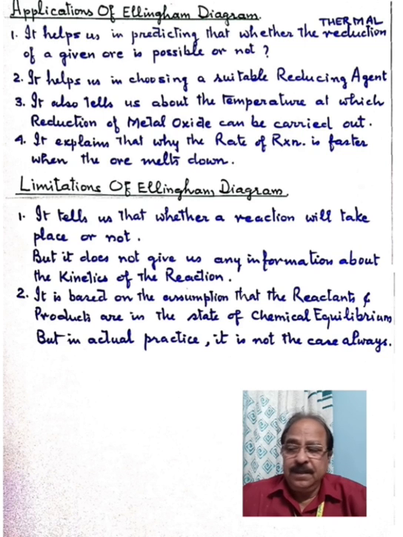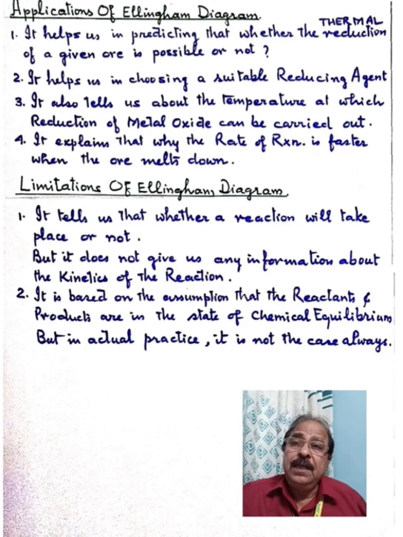It also helps us to have an idea about the temperature at which reduction of metal oxide can be carried out. And further, another thing which we understand from Ellingham diagram is why the rate of reactions becomes faster if the ore melts down. Okay, if the ore melts down during the reduction process, why the rate of reaction becomes faster. So these are the applications of Ellingham diagram.